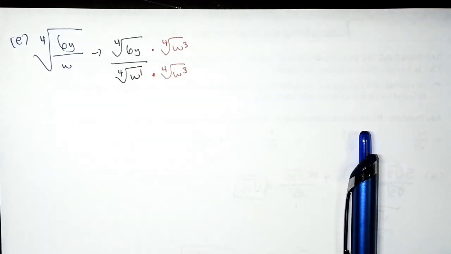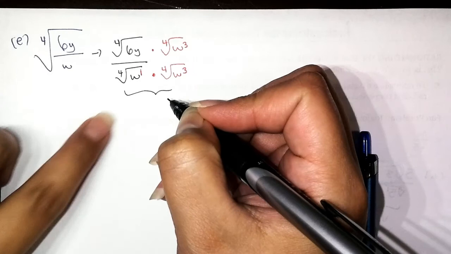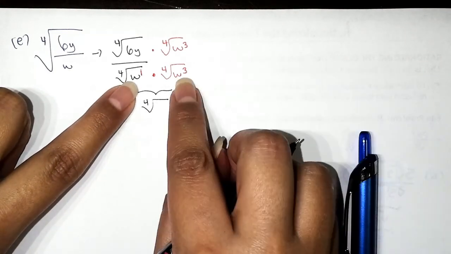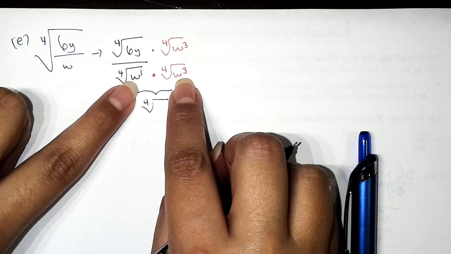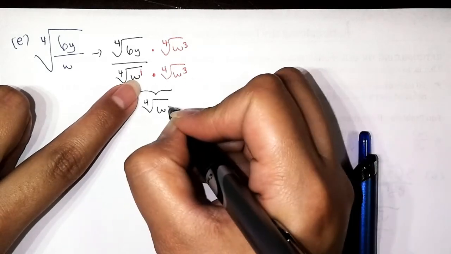So let's simplify the bottom and then confirm that the radical is gone. Let's use the product rule for radicals. We're gonna keep that index, w times w to the third. Again, silly exponent rules, they make me so mad. We keep the base and add the exponents. 1 plus 3 is 4.